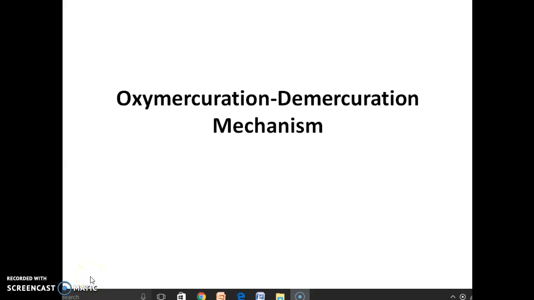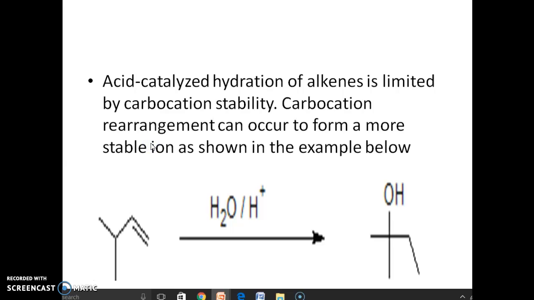Hello, good evening students. Today I will discuss one of the important reactions of alkenes, which is called the oxymercuration and demercuration reaction, and we are going to study the mechanism of this reaction.